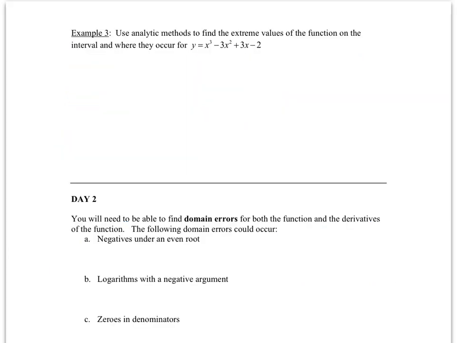So your little practice problem is going to be this guy on this page, and use analytic methods, so same thing we did on the previous example, to find the extreme values of the function on the interval and where they occur. And I actually didn't give you an interval for this one, so you don't have to check any endpoints. So all you have to do is find those critical values. Once you find the critical values, test the regions just like we did, and you can confirm your answer using your grapher.